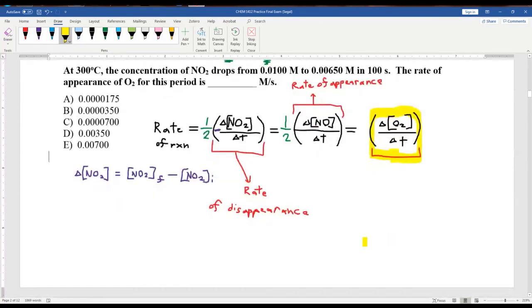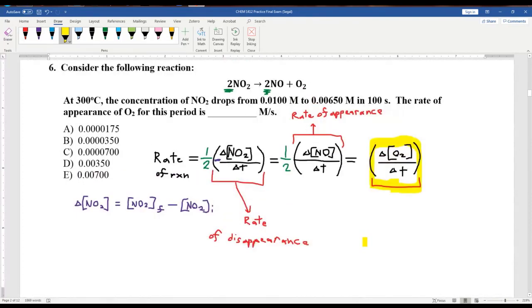Now, even though this equation looks complex, solving this problem is actually really not that hard. All you have to do is recognize I'm given information for NO2, the final and the initial concentrations and also the time. And with that information, I can take this, because remember, all these expressions are equal, and I can set it equal to the other one.